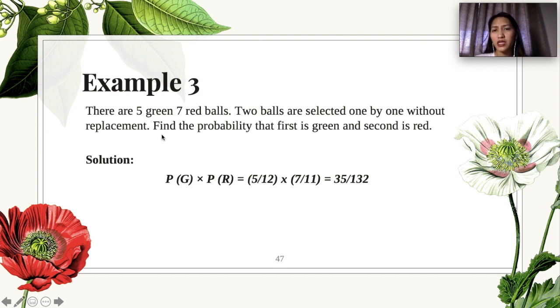So, yung probability na makakuha ka daw ng green yung una at yung second ay red ay ganito. So, ito yung first probability, tapos ito yung dependent event, which is 7/11. So, since that is "and", all you have to do is to multiply them because it's not "or". So, yun yung pinag-aralan natin kanina. So, you will get 35/132. So, ito yung probability of getting this event.